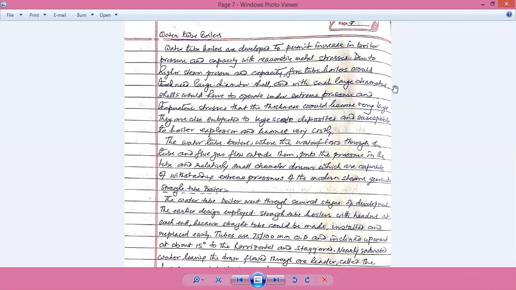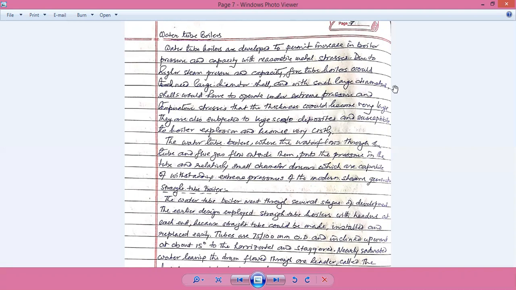But here, this type has permission to increase the boiler pressure required, and the capacity can be increased with reasonable metal stresses, which are within your affordable limit. Due to the higher steam pressures and capacity, fire tube boilers would need higher diameter shells.